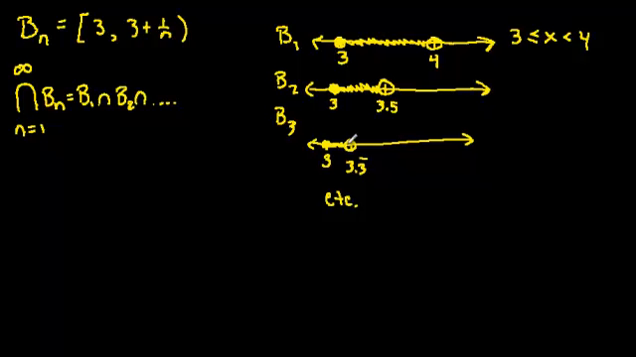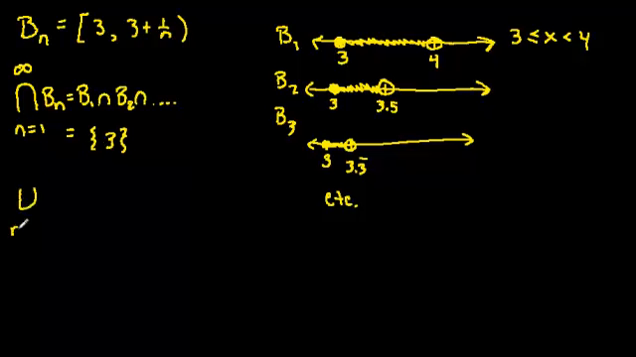So that right-hand endpoint is moving in closer and closer to 3. It never gets to 3. Right? That right-hand endpoint is always 3 plus a little bit more. So we're assured that 3 is always going to be in this interval. And in fact, that's the only thing that's in this interval. So again, we have a singleton set. It's a set containing just the number 3.